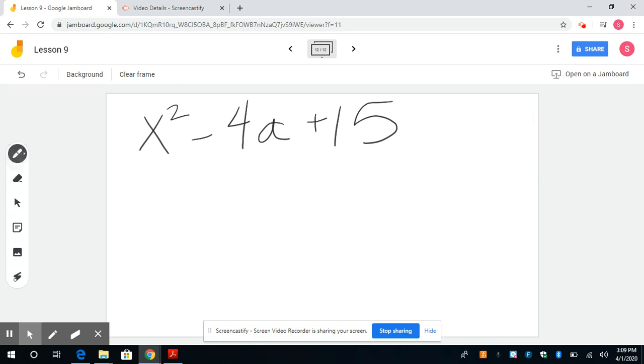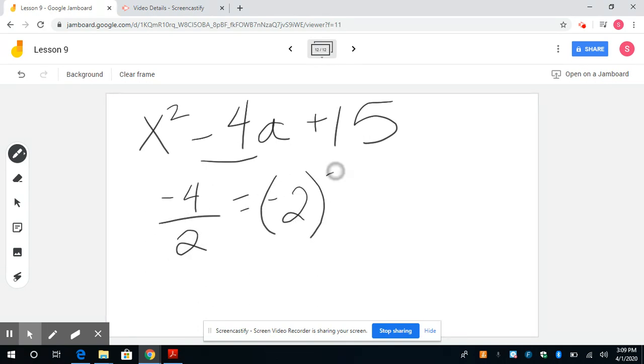It is not completed. I can show you visually. First we take this term of -4, halve it, divided by 2, then square it, and we get a +4.